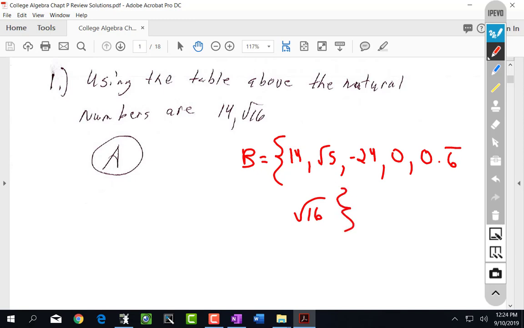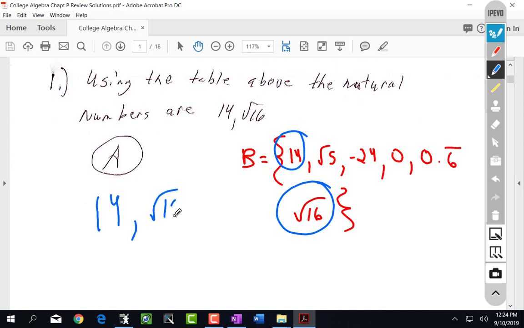So we know the natural numbers are going to be those numbers that come to us naturally, like 1, 2, 3, 4, and 5, and also anything that can be reduced down to that. So as I look at this set, 14 is going to be a natural number. The square root of 5 is irrational. -24 is going to be your integer. 0 will be a whole number, 0.6 repeating would be your rational, and the square root of 16 can also reduce down to 4. So it looks like our answer is going to be 14 and the square root of 16. Those are your natural numbers.